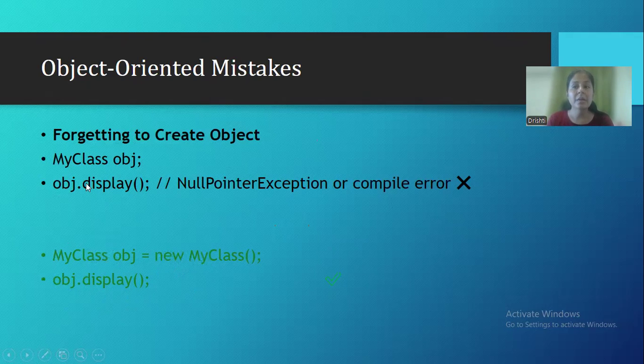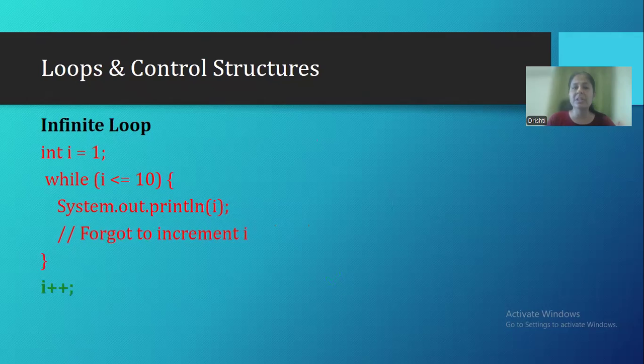Okay. Moving further, students, coming on to loops and control structures. Many times you might be getting the error of an infinite loop. The reason is that you put a semicolon at the end, or other kinds of errors.